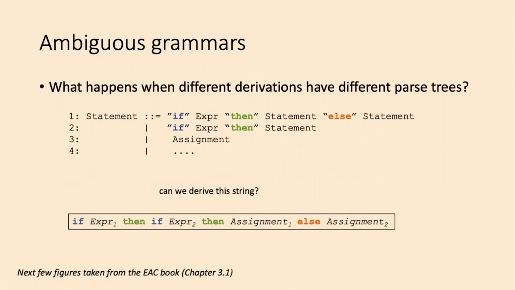This is the one that we talked about last time. We had a statement, and we said a statement could be an if, then, else, or a statement could be an if, then, or it could be something like an assignment or whatever else. And what that leads to is if you're trying to parse a program that's like if, then, and then you have an if, then inside, and then you have the else, the question is does this else match with the innermost if, or the outermost if? And we saw that question can be expressed as a parse tree.